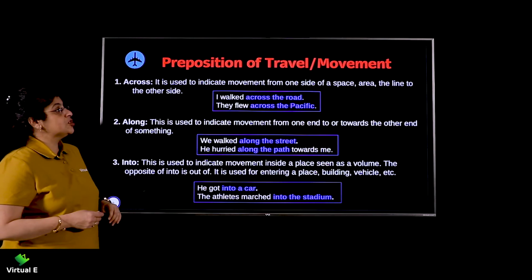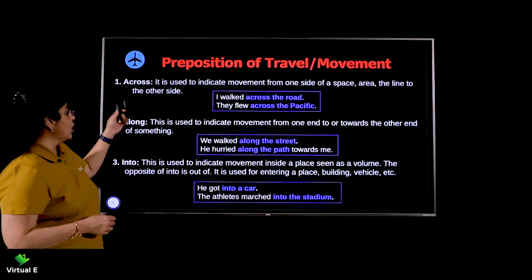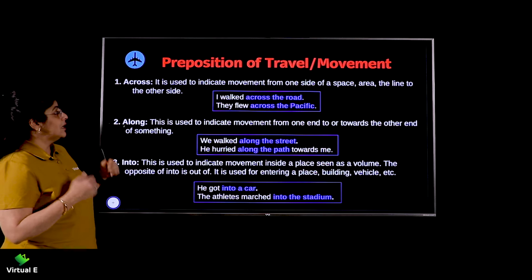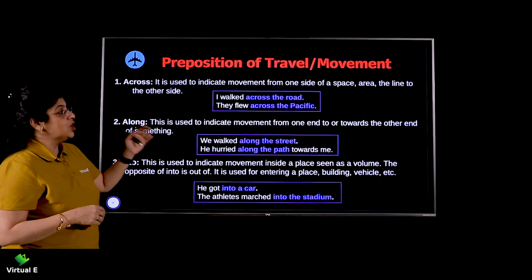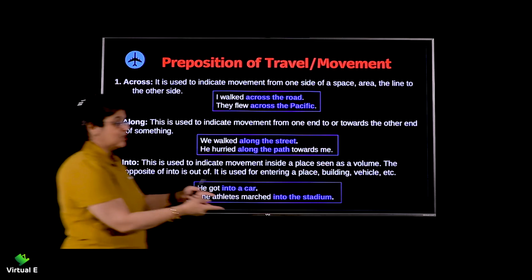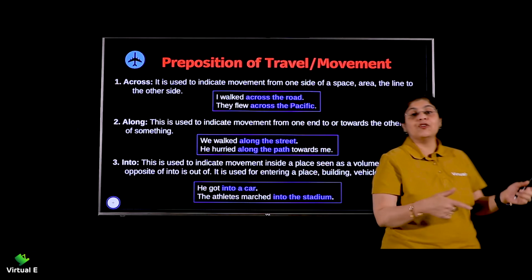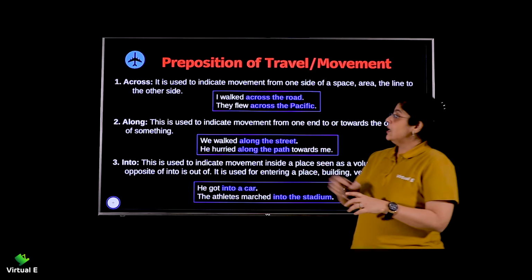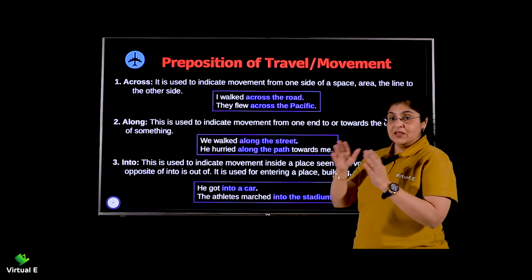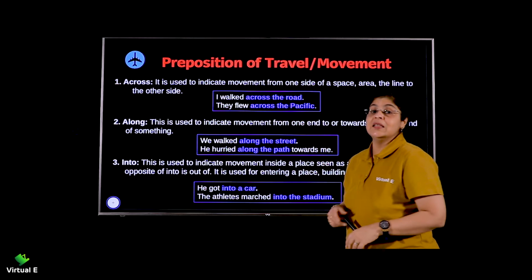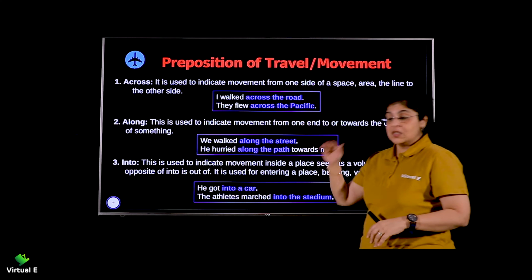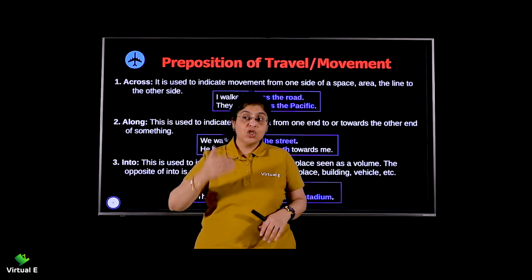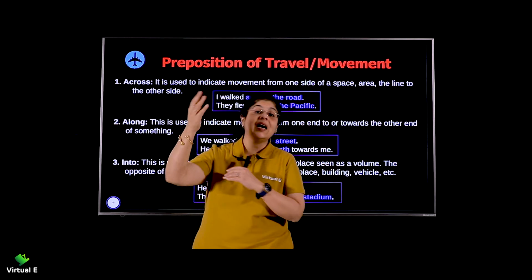Then you have prepositions of travel or movement. Across is used to indicate movement from one side of a space or area, the line, to the other side. I walked across the road. Now, if I am walking from this end to that end, I am walking across. I'm walking across the room. I'm going to the other side of the room, right? They flew across the Pacific. So they started from here and they went to the other side of the Pacific. That is across. You can also say, I parked the car across the road, or the shop is across the road. That means on the other side.